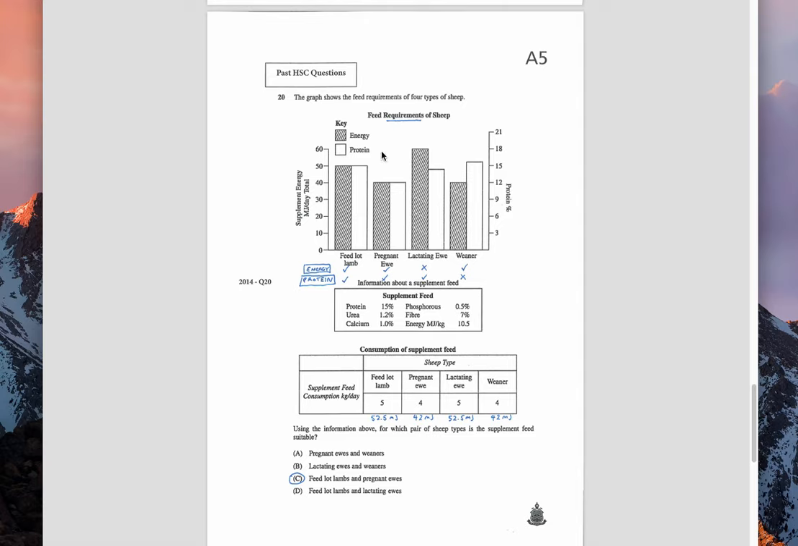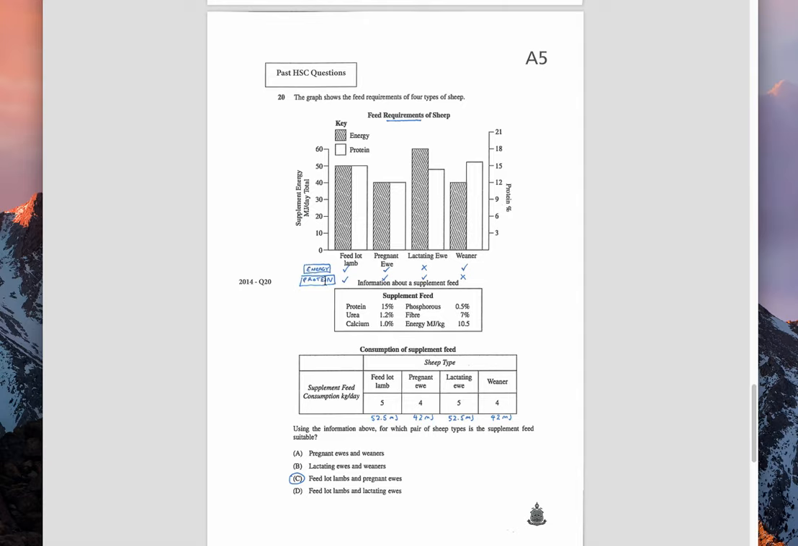The first one shows the feed requirements of sheep, so how much they need of both energy and protein. This one shows how much is contained in the feed that they're asking if it's okay. And this third table shows how much each animal listed here will eat each day. So 5 kilos, 4 kilos, 5 kilos, 4 kilos. So let's have a look. We've got the shaded bars here represent energy, and the white ones represent protein.